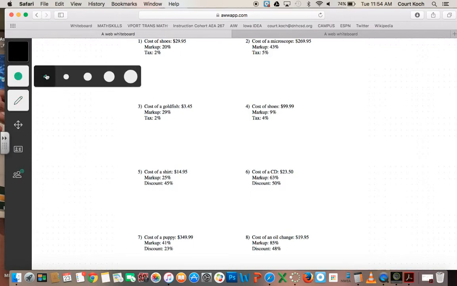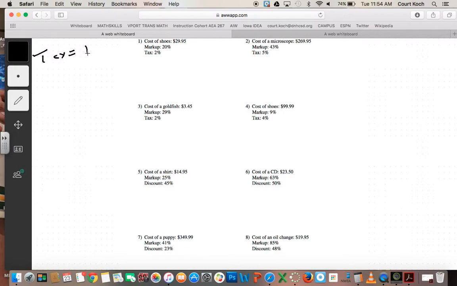So first off, a tax, you need to have this down, is something that's added to a cost. A discount gets subtracted, and a markup gets added. That's going to help you. The other part of this is finding percents of numbers.